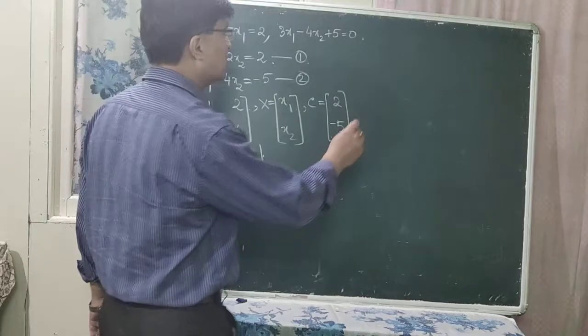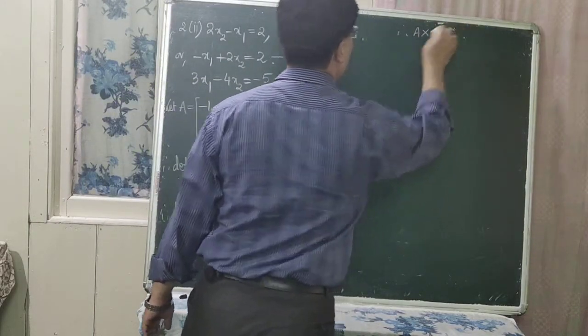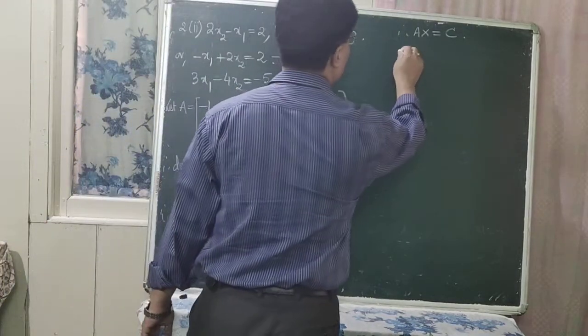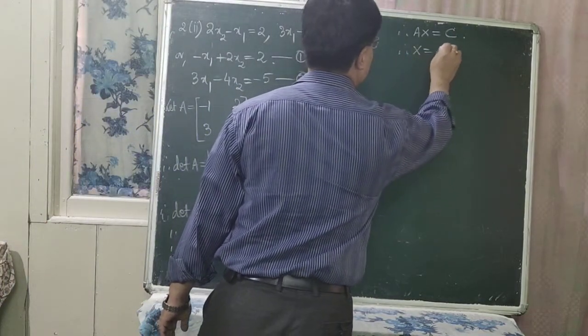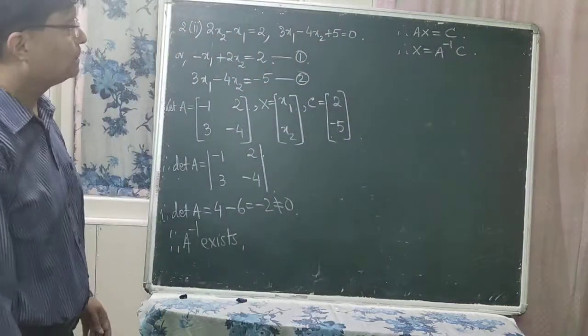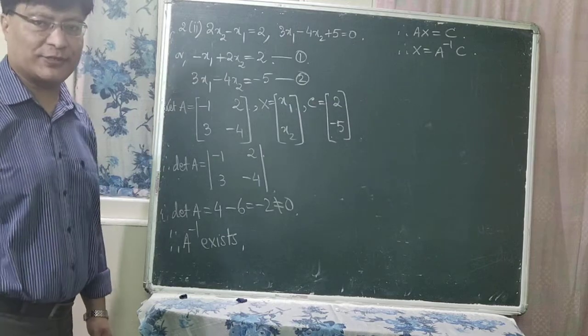Matrix form is what? Therefore, AX is equal to capital C. Now take A to the right hand side. So what does it become? Capital X is equal to A inverse C. Okay? Now you have to find out A inverse.